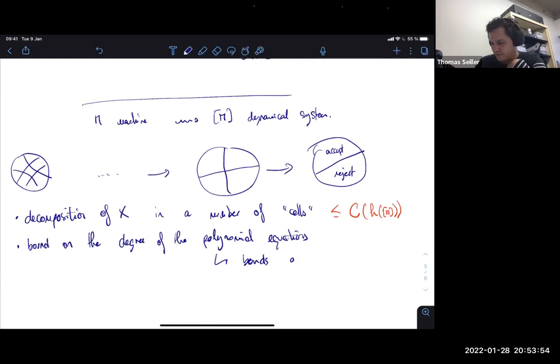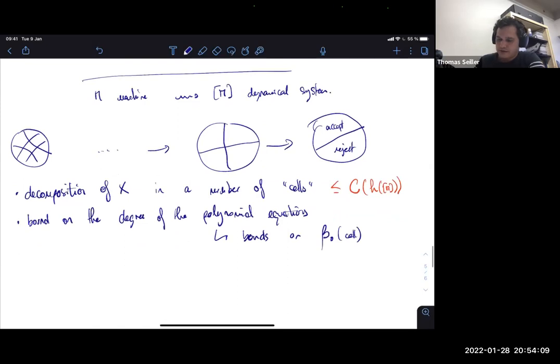on the number of, so I will write that's beta 0, right? Of a cell. So if you have a cell, you have a bound on the number of connected components of that cell, right? And so these two bounds together give you a bound on the total number of connected components of this decomposition on the left. I will take another color, right?